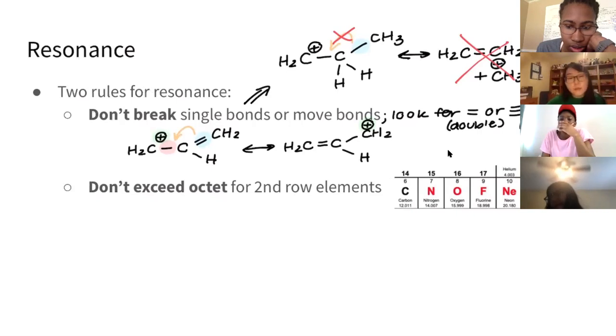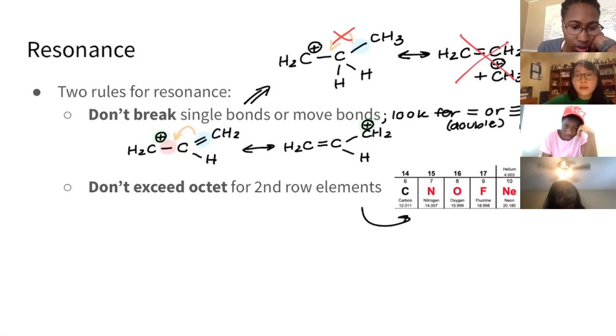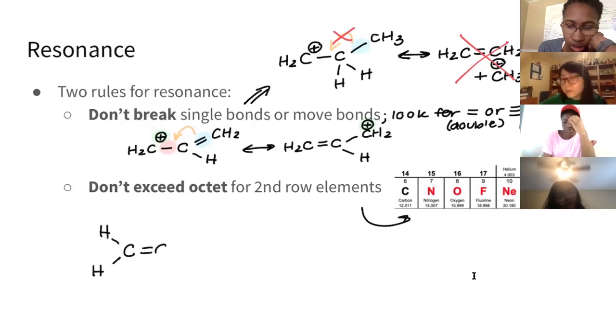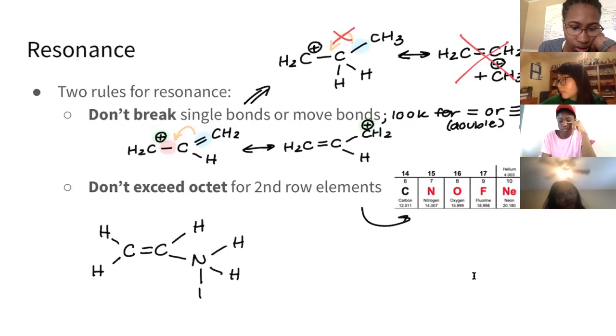And so the second rule you want to remember, like Sydney said, is you don't want to exceed the octet for any of your second row elements. So some examples are right here. I'm just going to draw another structure. And so immediately we're going to see that we have that double bond again. You're going to think, okay, well, that guy has extra electrons. Why don't we just move him over to get rid of that positive charge? And what happens when you do that is the following.